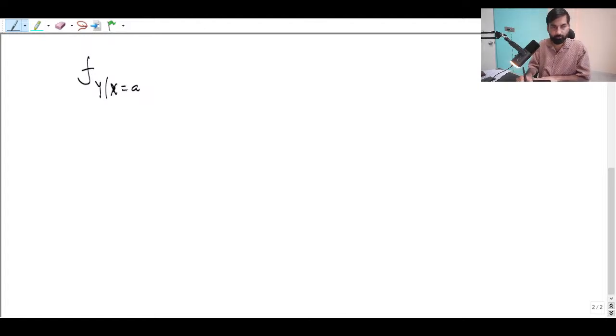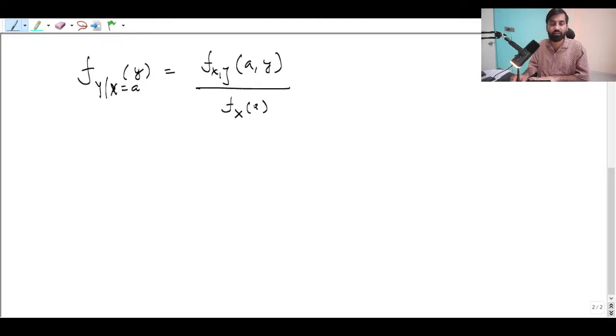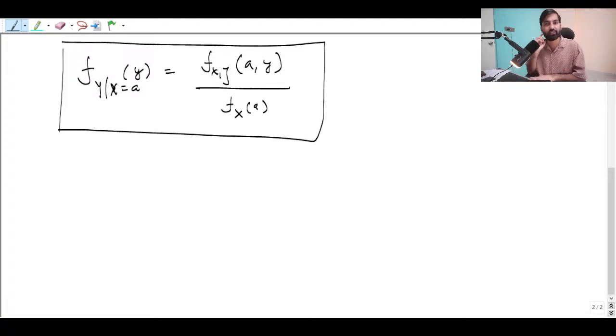So here it will be nothing but a function of Y only now, because X is already known, right? So you can say that this is f(x, y), where X equals a, and here you have to divide by the marginal density function at a. So this is how the conditional density function is defined, right? If you are given a joint density function, you can find out the conditional density function. I think this is clear.